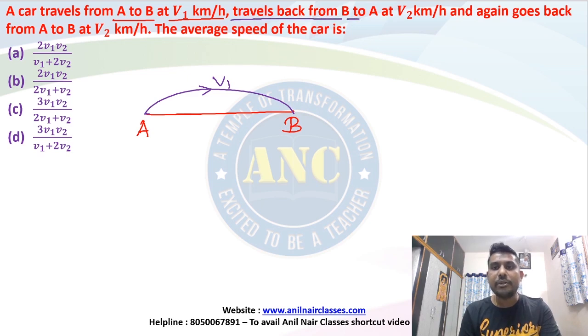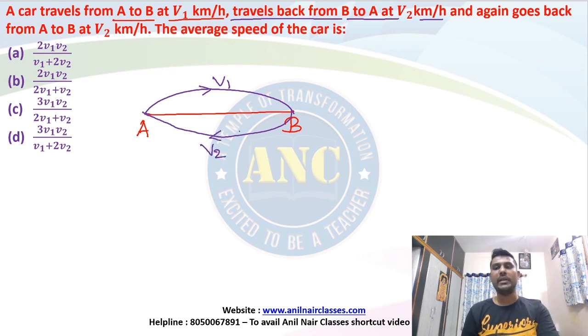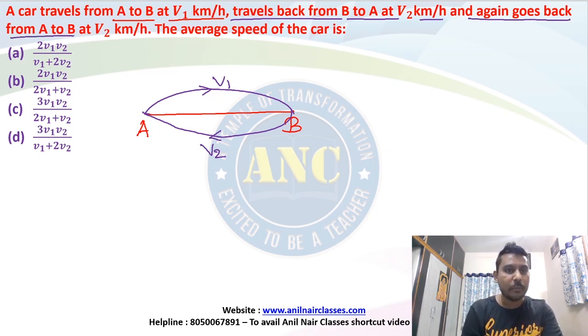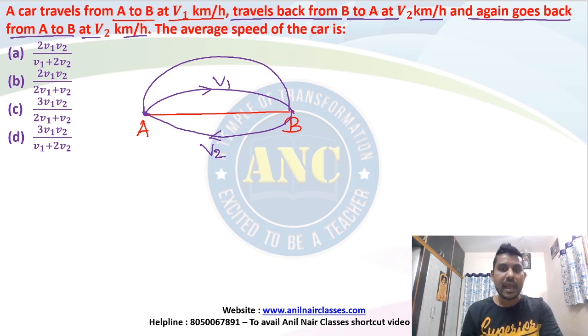It travels back from B to A at V2 kilometers per hour, and again goes back from A to B at V2 kilometers per hour. Now it is at point A. Again it will travel from A to B, and this time it will travel at a speed of V2 kilometers per hour. Find the average speed of the car is the question.